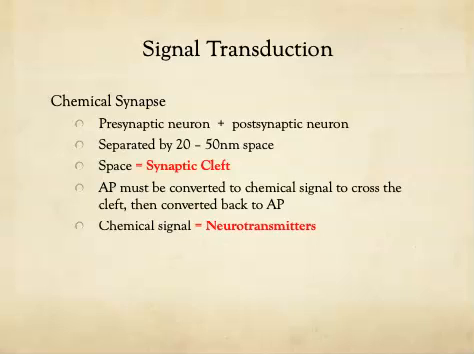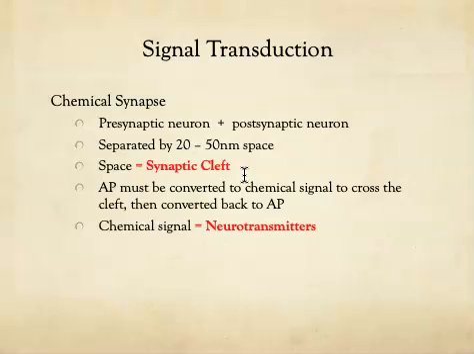Now, chemical synapses are very different. For ease of discussion, again, we're going to talk about a synapse that involves 2 neurons. So we've got a presynaptic neuron and a postsynaptic neuron, and there's going to be a space between them. There's going to be a synapse where they communicate with each other, but there's going to be a much wider space. Now we're talking about 20 to 50 nanometers between these two membranes. And we're going to give the space a name. We're going to call it the synaptic cleft.